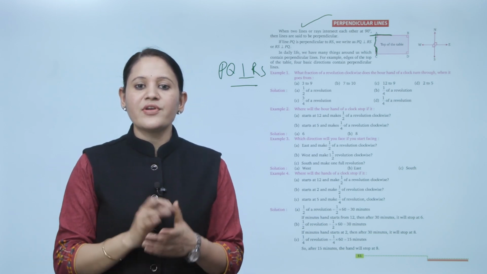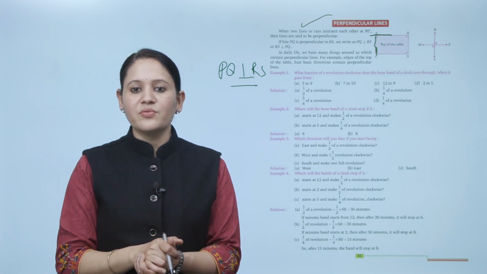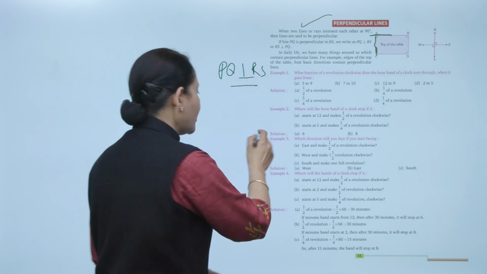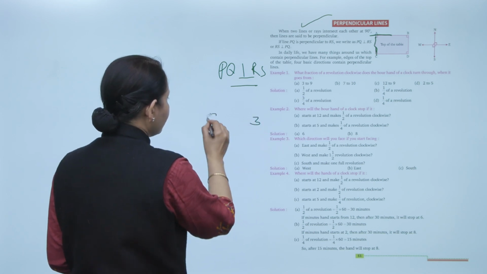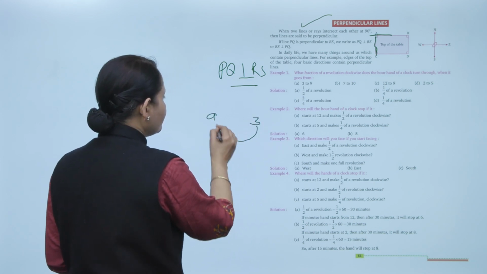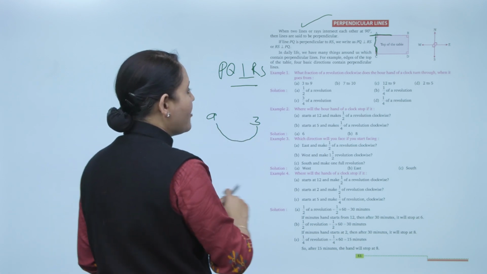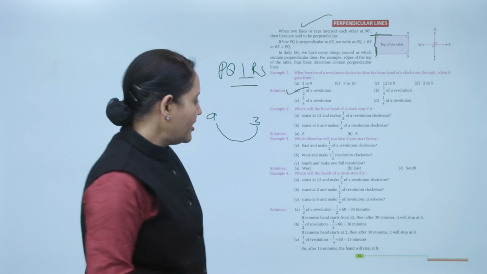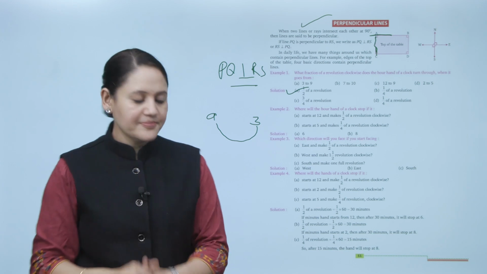What fraction of revolution clockwise does the hand of the clock turn through when it goes from 3 to 9? 3 to 9 means this is 3 and here 9. So 3 to 9 is equal to half of a revolution. Clear? So half of a revolution, that is equal to 180 degrees. Clear?